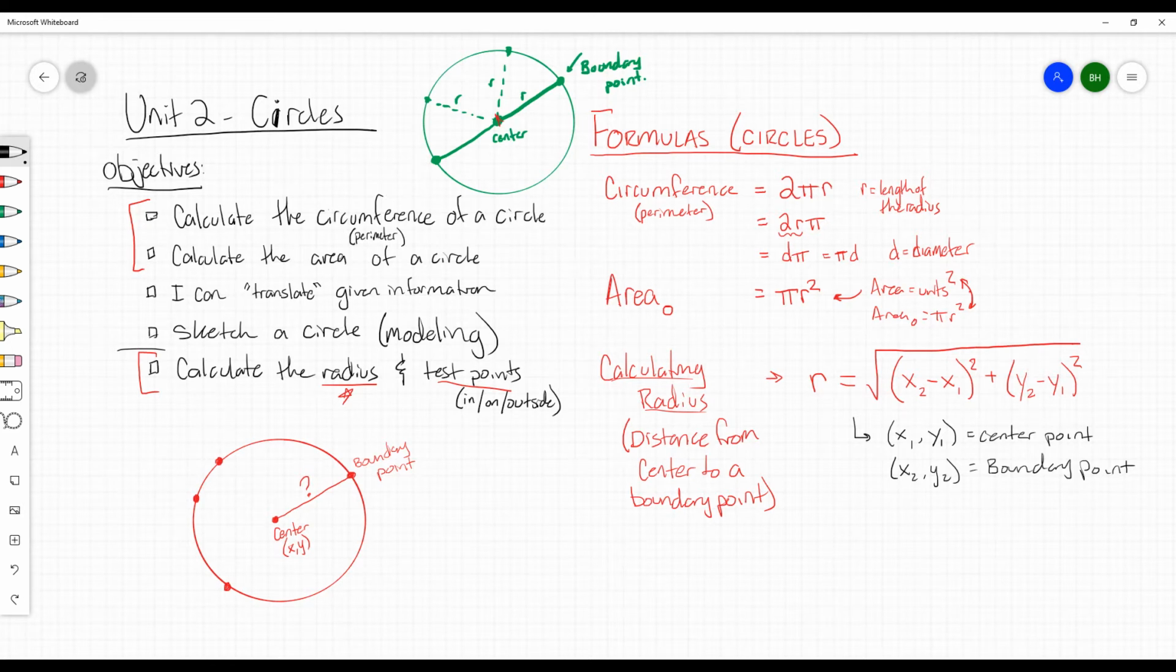Okay, now when it comes to testing points, let's say I have some point here, and I want you to tell me, is it in, on, or outside of the circle? You may be able to use your eyes. A lot of people can look at this and say to themselves, hey, this is outside the circle. It's easy.